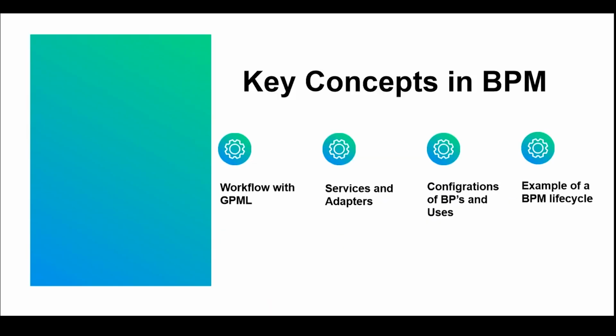Now the key concepts. The key concepts are the workflow with GPML, meaning what we are going to create and how we are going to create it to achieve an action. To achieve an action, we need to use some services and adapters for a particular BP, and we can see those here. We are also going to see the configurations of the BPs and their use, and also the examples and the life cycle. A life cycle means the entire steps, so how it can achieve an action. We can see that here too.